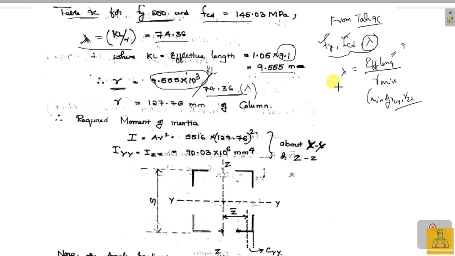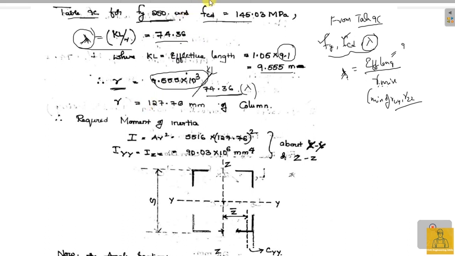Generally the equation is lambda equals to effective length by R minimum for angle section, channel section, or any section. For built-up section it is also the same. So if you put R minimum, radius of gyration of built-up section, you will get a slenderness ratio lambda of built-up section. If you put lambda of built-up section, you get R of built-up section. So since I have put lambda 74.36, that is the slenderness ratio of built-up section, I am going to get radius of gyration for the built-up section.